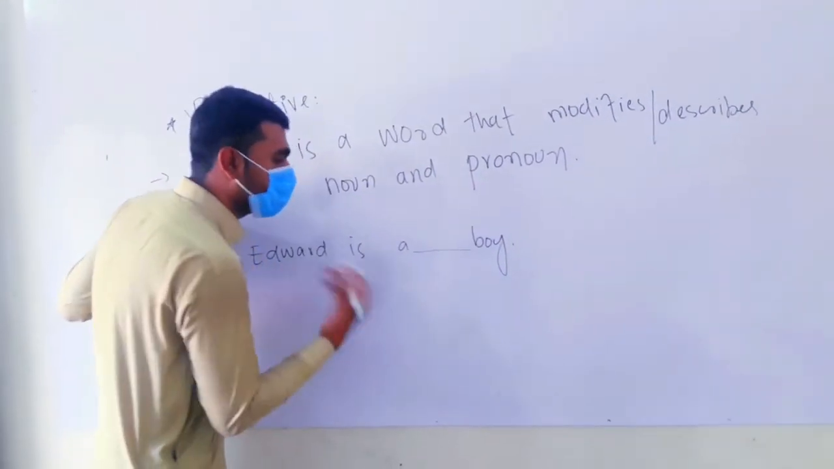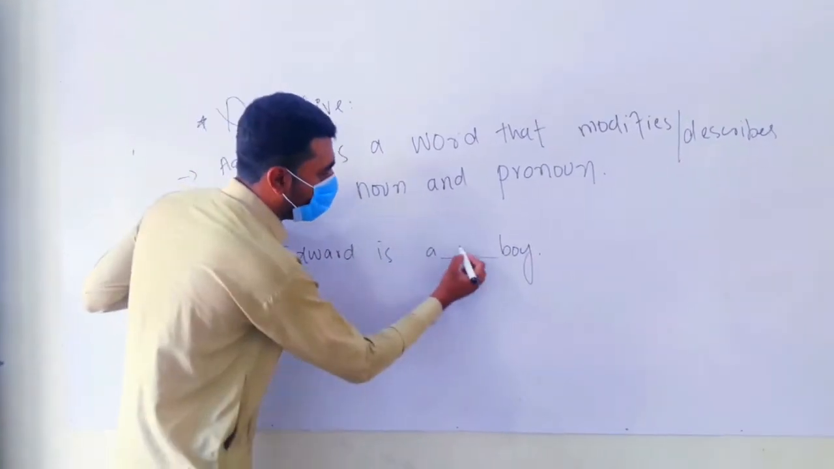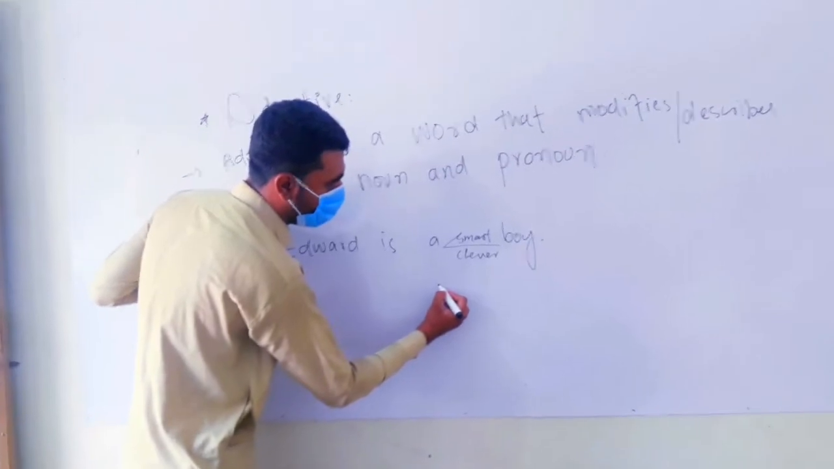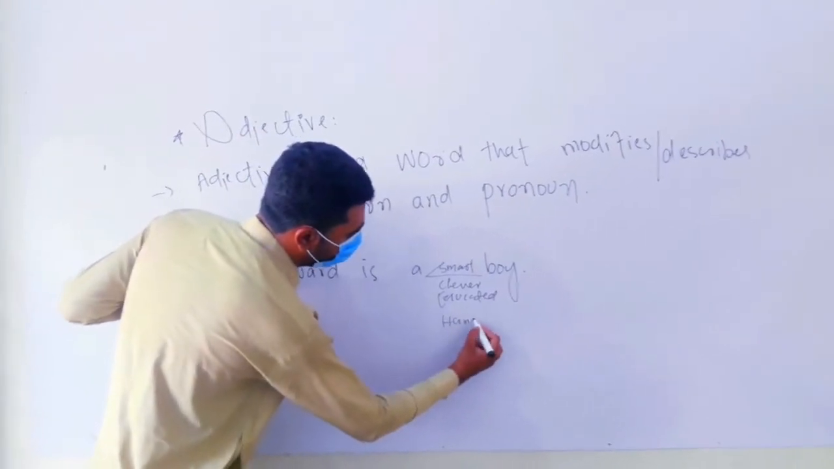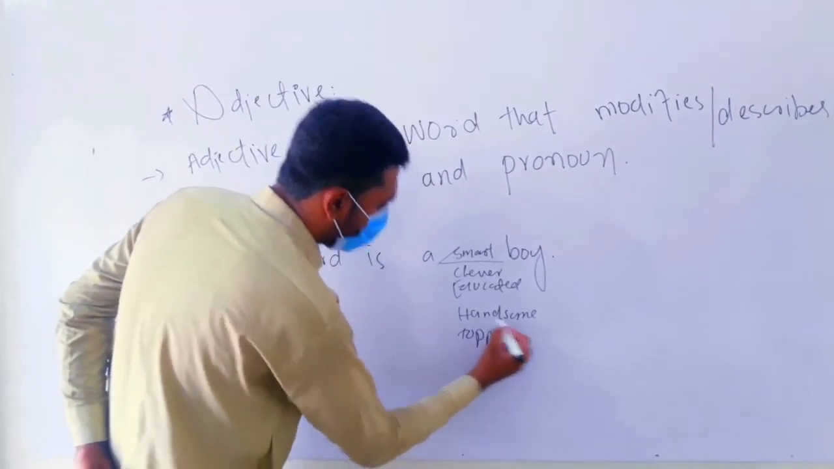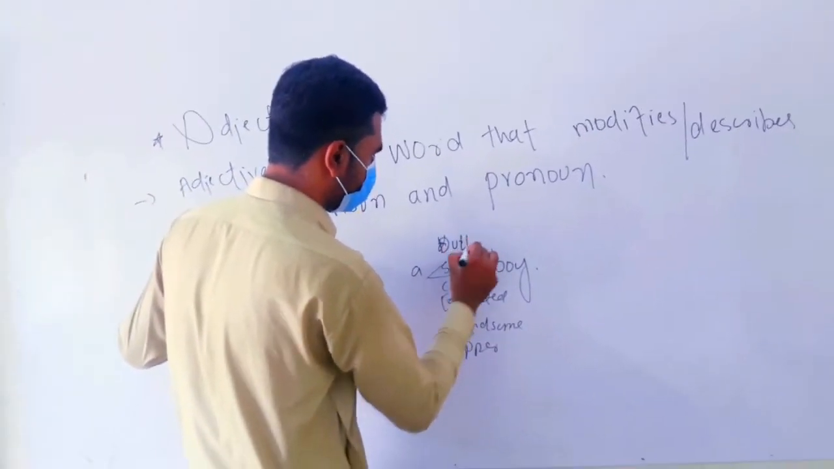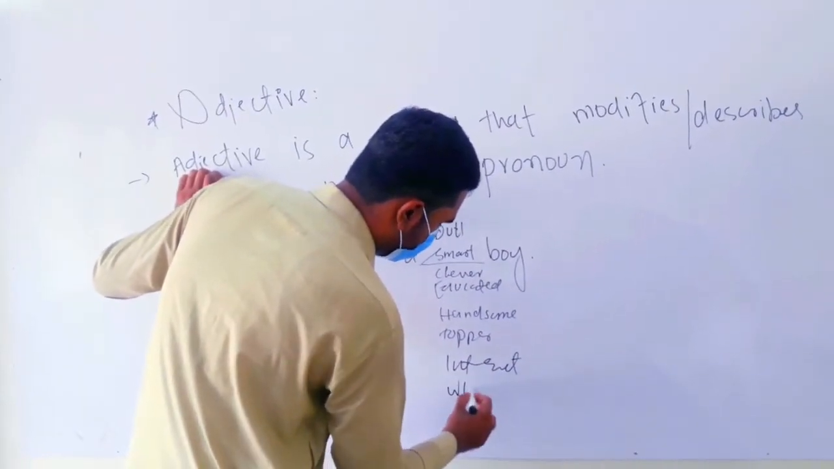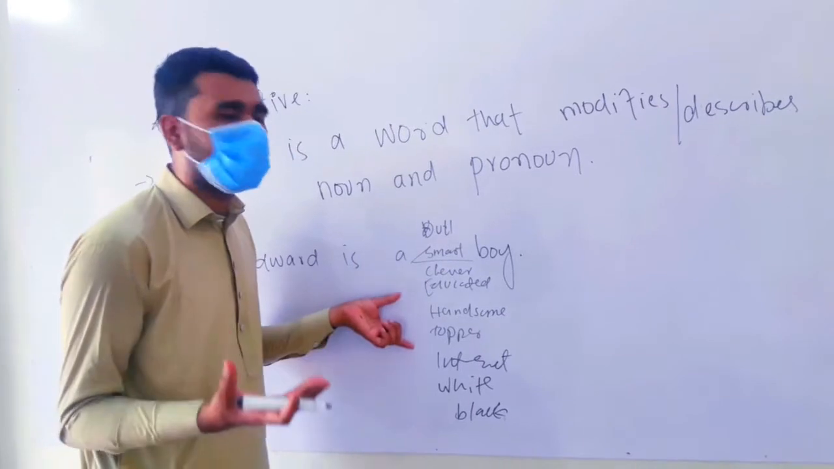But if I put here some, and keep in mind that adjective most of the time we put after or before noun. So smart, clever, educated, handsome, topper, dull, intelligent, white, black. Actually, I'm just putting quality to a noun.